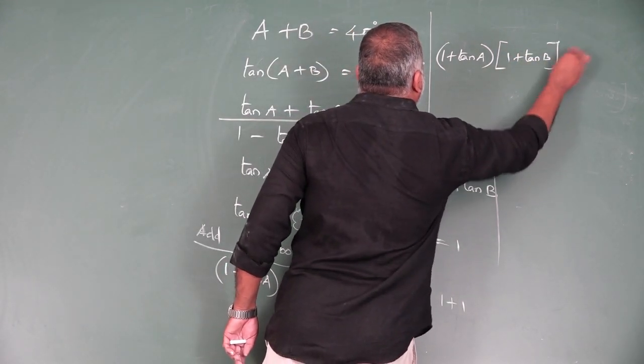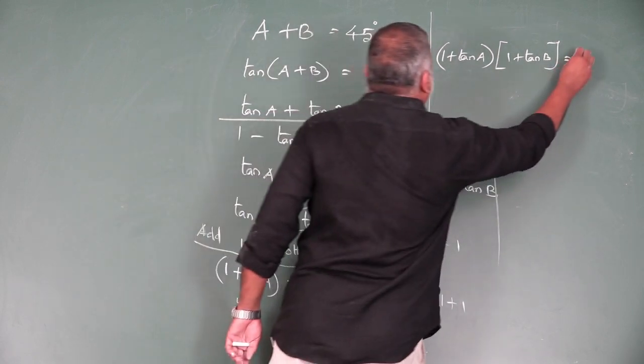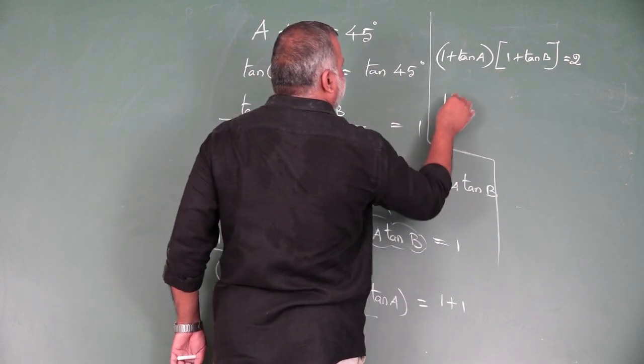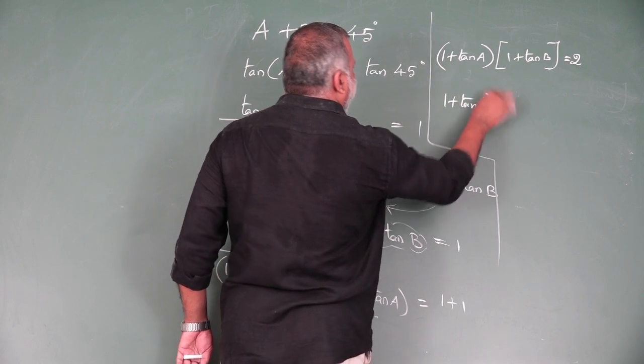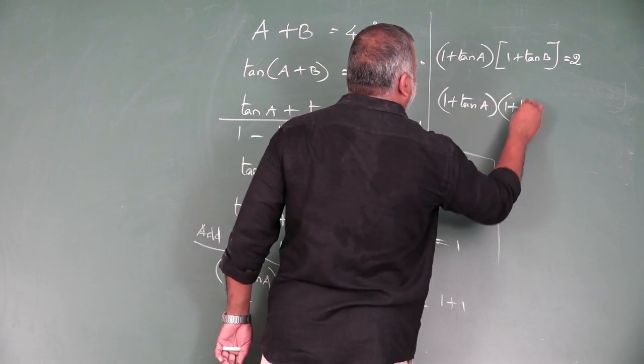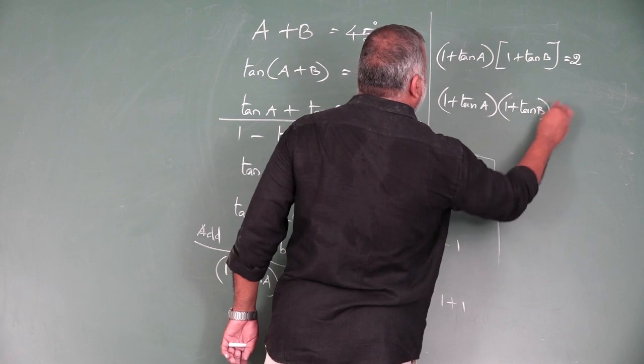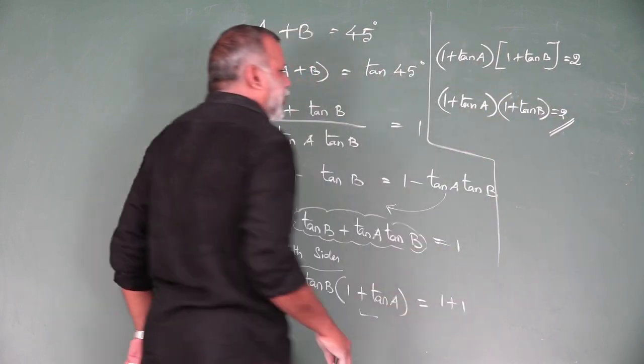See, in your RHS, already you are having 1 plus 1, we can get 2. Therefore, we are able to get the proof of (1 plus tan a)(1 plus tan b) is equal to 2. This is your required proof.